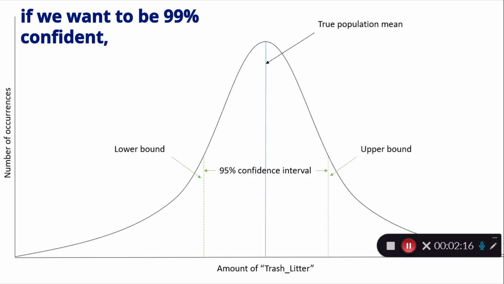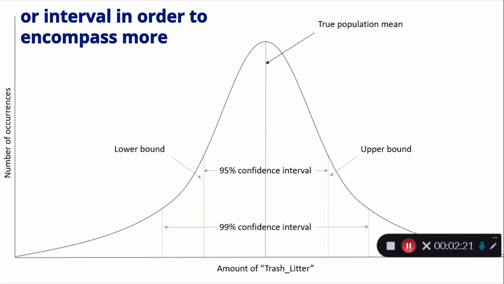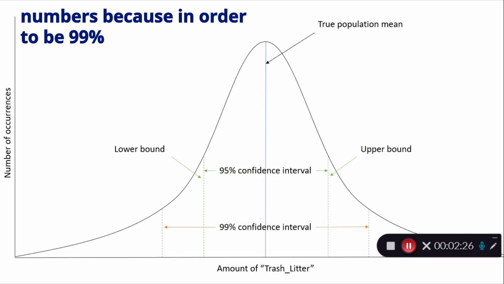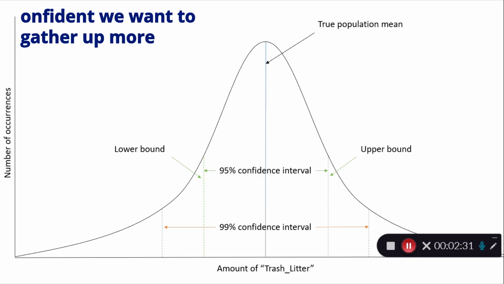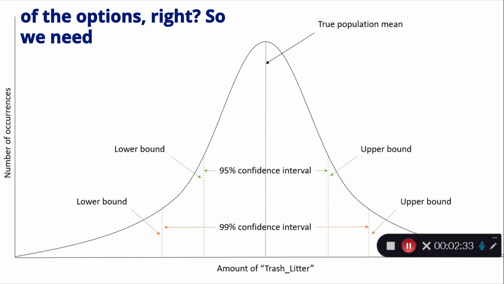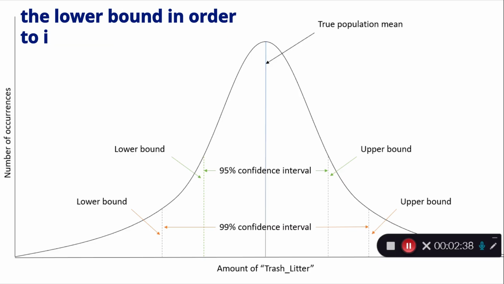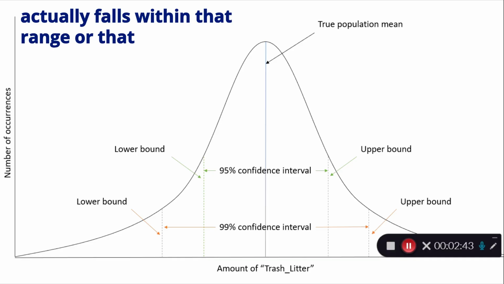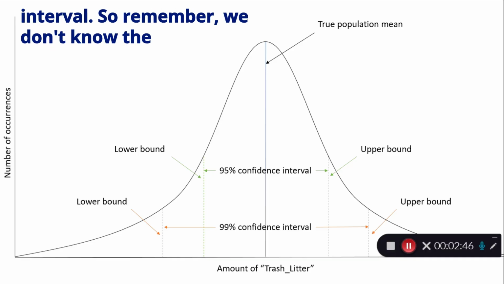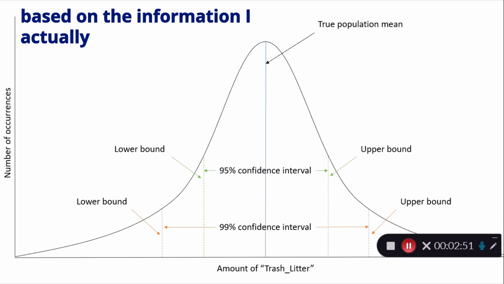But if we want to be 99% confident, we would have to expand that range or interval in order to encompass more numbers, because to be 99% confident, which is almost 100% confident, we want to gather up more of the options. So we would need to increase the upper bound and decrease the lower bound in order to increase our confidence that the true mean actually falls within that range or interval. Remember, we don't know the true population mean. We're guessing based on the information I actually gathered.